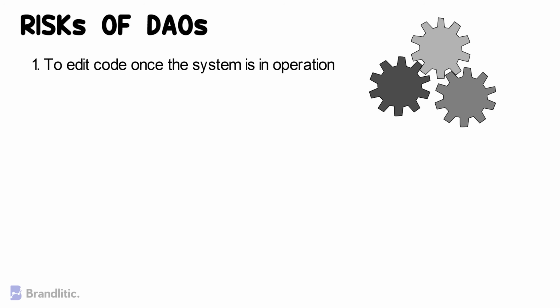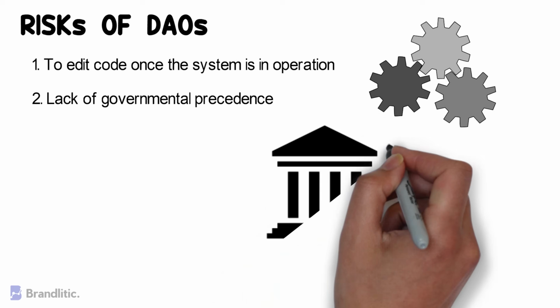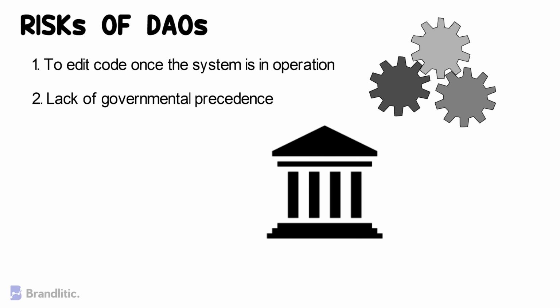Number 2. Lack of governmental precedence. Now, as a developing technology, there is no government precedence concerning DAOs' operation, and the legal status of this type of tech is still unclear. This presents future risks to developers hoping to develop a DAO in any part of the world.